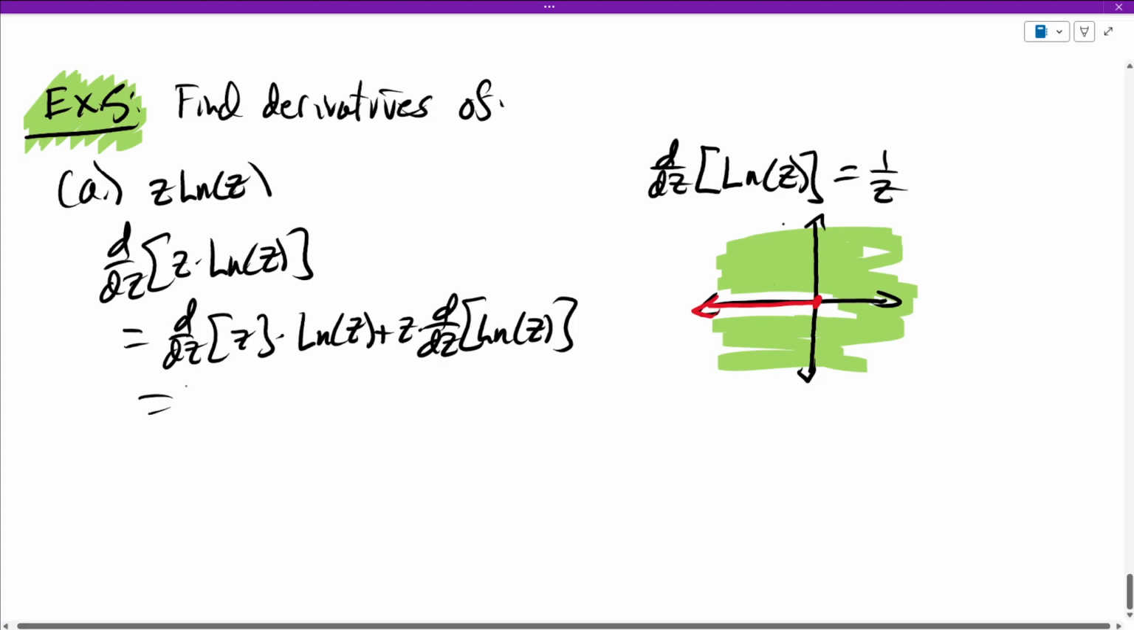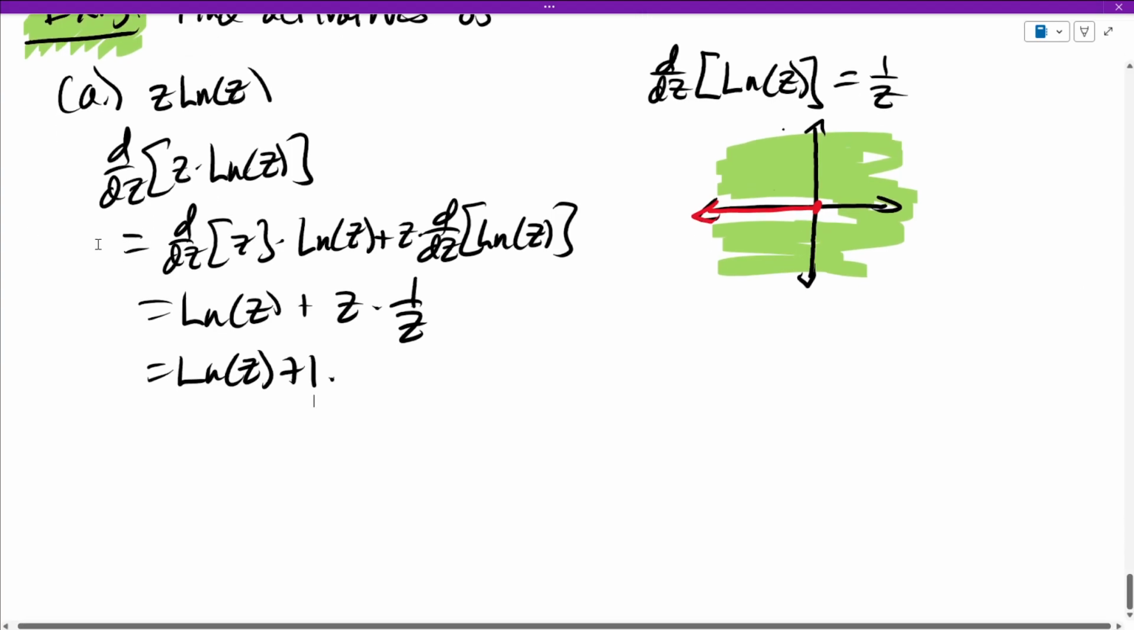All right. Derivative of z is 1, it goes away. The derivative of log z is 1 over z, and so we get log z plus 1. Fantastic. Now let's look at another function here.